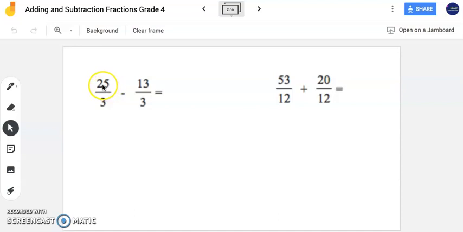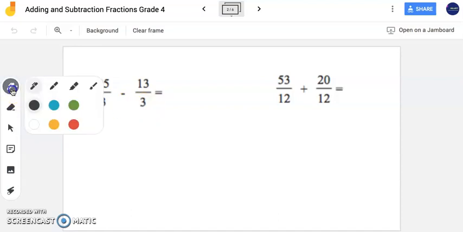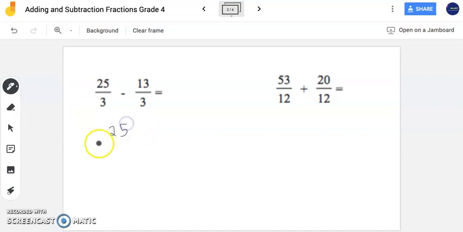Now, what you can do here is look at 25 and 13. They both have a denominator of 3, so we can simply do 25 minus 13. Now, I notice those numbers are a little large. Some of you might not need to write this out on the side, and some of you might want to confirm that you get the correct numerator. So I'm going to write this on the side, confirming that I have 12 as my numerator. Now notice my denominators were 3 and we're working with thirds, so my answer is going to remain in thirds.